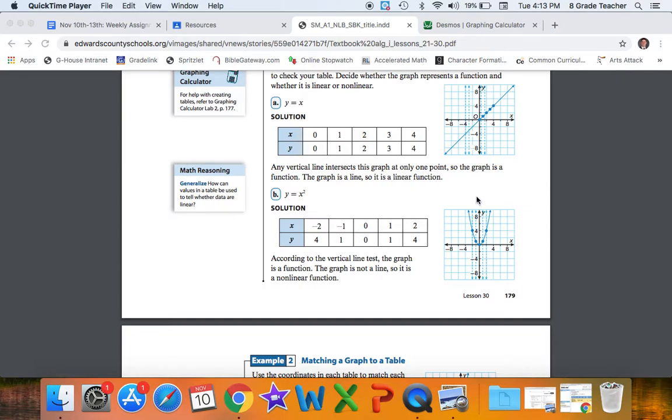Even though it doesn't look like a straight line, that doesn't mean it's not a function. The graph is not a line, so it's a non-linear function. According to the vertical line test, the graph is a function, but it's a non-linear function because of that shape.